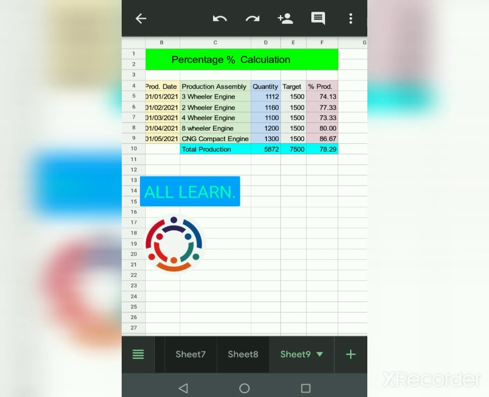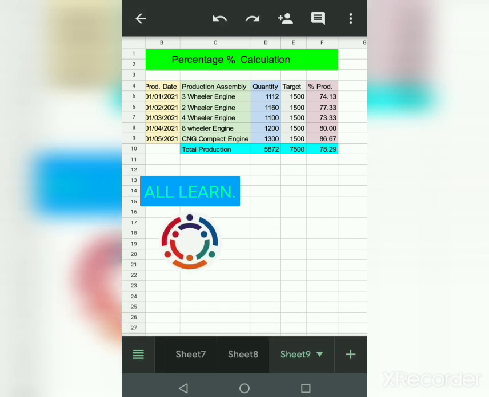Total production is 5,872 quantities and target is 7,500. Out of this, total production in 5 months is 78.29% production.